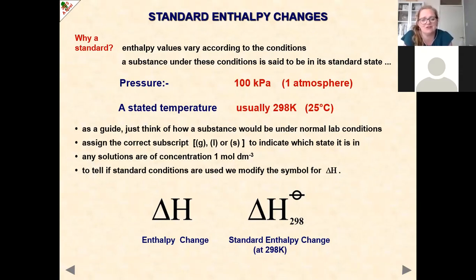And to tell if standard conditions are used, we modify the symbol for delta H. So this is our standard enthalpy change because we're saying it's in standard conditions. We've got our standard symbol with our delta H, and we're stating our temperature, and it's 298 Kelvin in this situation. So that's really important. Basically, we're thinking, what would the lab be? Generally, most labs are going to be around 298 Kelvin.